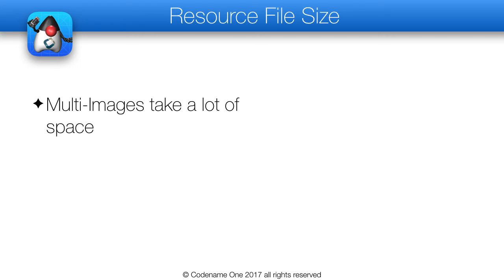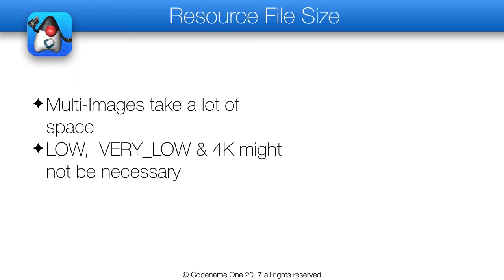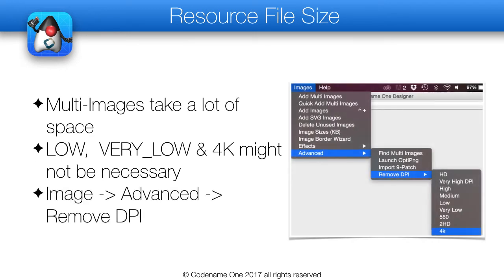Unless you found a specific image that takes up most of the space, it's probable that space is taken up by many multi-images. Multi-images are essentially a single image in multiple resolutions for different device densities. These images can grow to a very large size as we store a lot of resolutions for every such image. If there are densities you don't need, such as low, very low, both of which don't exist in smart devices, or 4K, you can just delete all of these images from existing multi-images through the menu item Image, Advanced, Remove DPI.